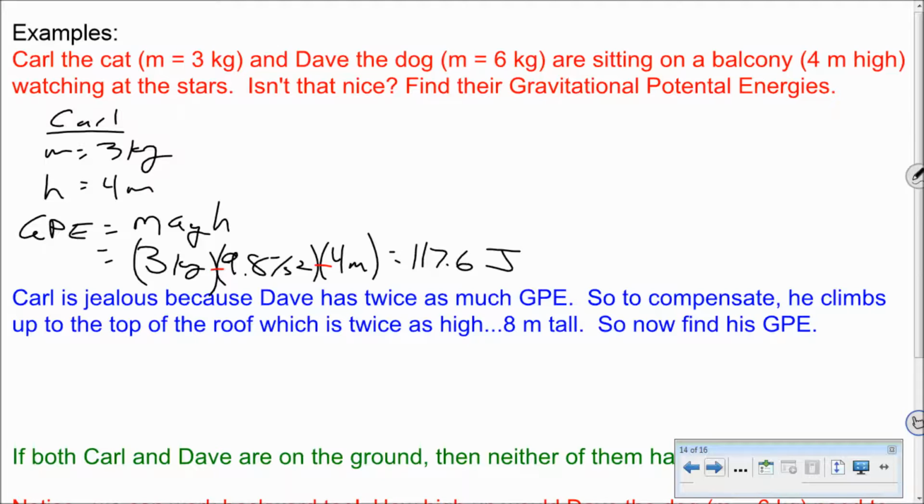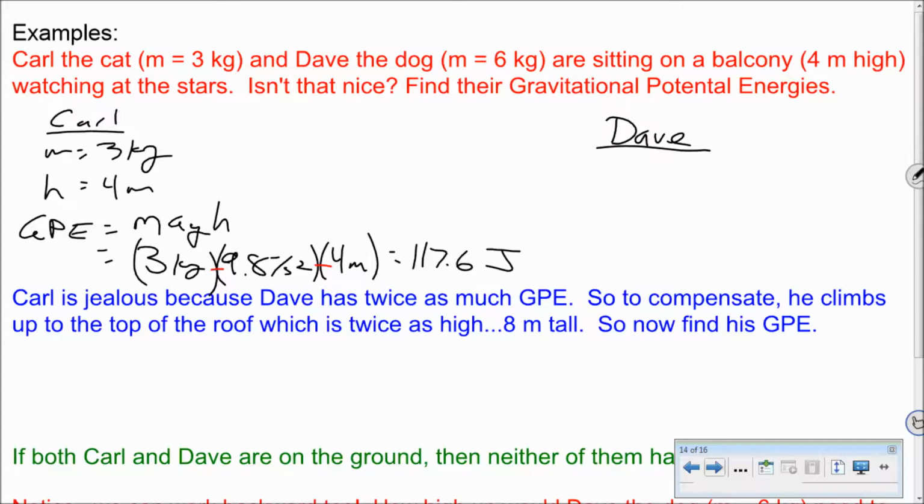Everybody good with Carl? Oh, yeah, shoot, sorry. So ignore the red. As I wrote in red, technically speaking, the 9.8 is negative and the 4 meters is negative, but the negatives cancel, so we just ignore them. Okay. Good? All right, everybody good?